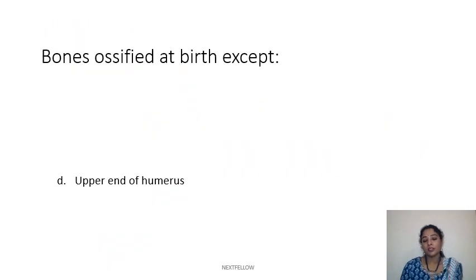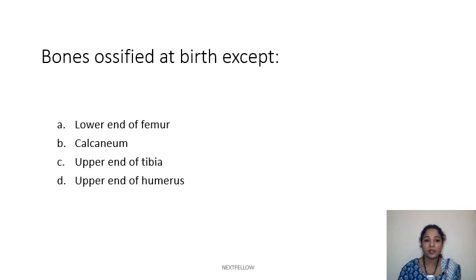So that was a little introduction about bones. Let us discuss a few questions. Which bone is not ossified at birth: the lower end of the femur, calcaneum, upper end of tibia, or upper end of humerus? The secondary centers around the knee joint, that is the distal femur and the proximal tibia, is how you have to remember. So the answer is the upper end of the humerus.